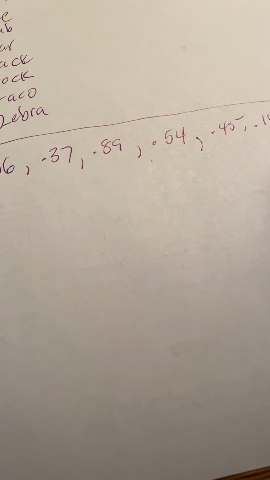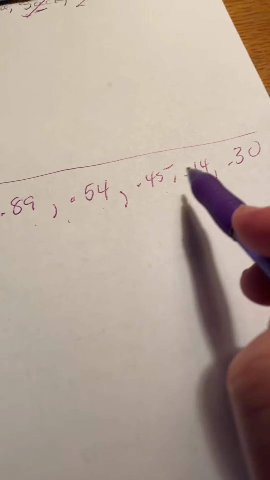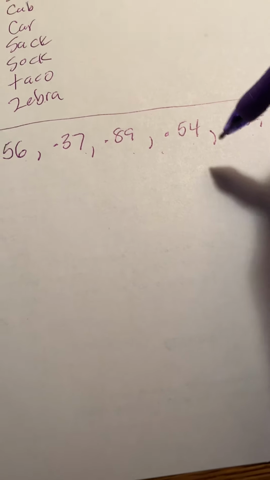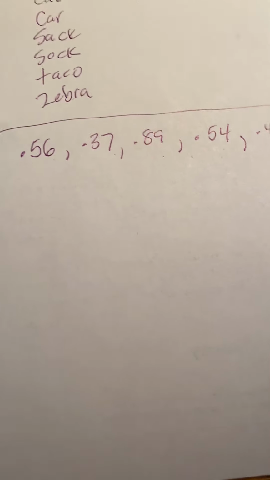So let me just throw a set of numbers here. There's 0.45, 0.14, and 0.30. So 0.56, 0.37, 0.89, 0.54, 0.45, 0.14, and 0.30, right? So they're all hundredths, which is nice because sometimes you'll get a list of numbers where they're not all the same thing. So sometimes it might give you a tenth, sometimes it might give you a hundredth, sometimes it might give you a whole number and a tenth. But this one is just a nice, easy list.